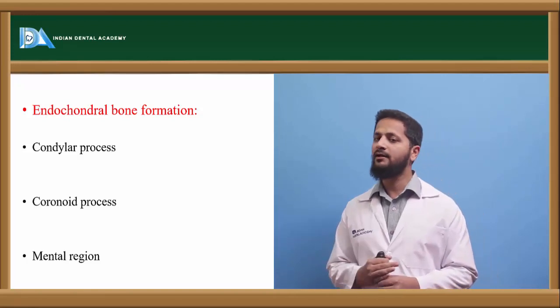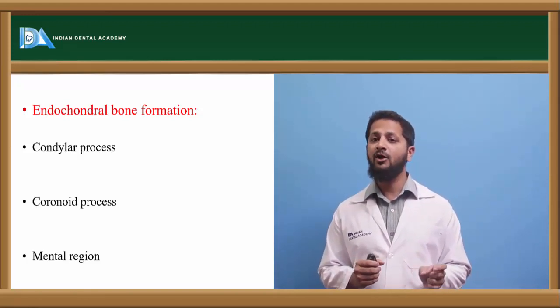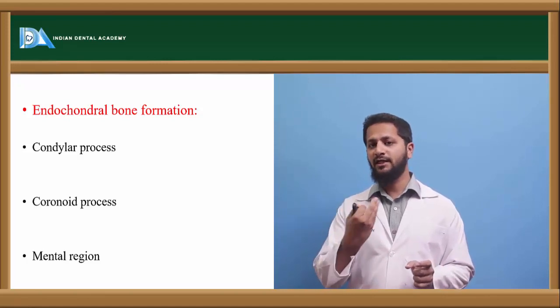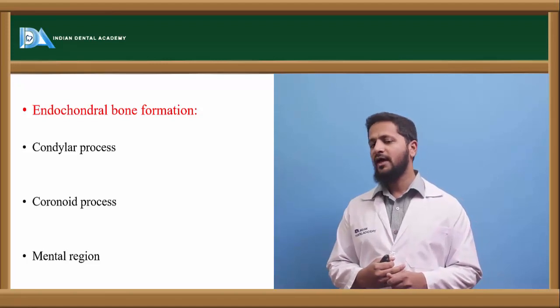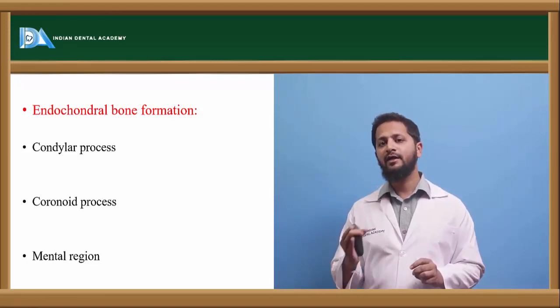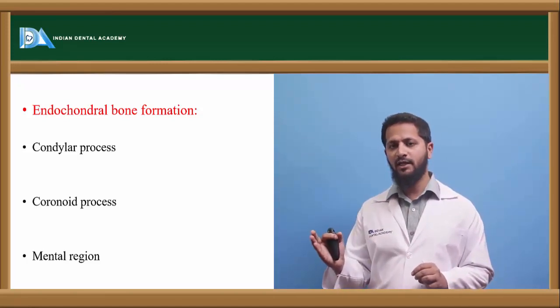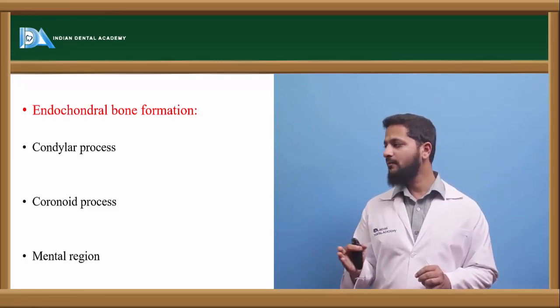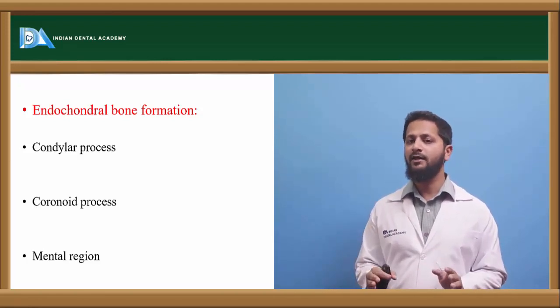The last is the mental region. Here also two to three small cartilages by name mental ossicles appear on either side of the symphysis at about the 7th month of intrauterine life, and they soon get embedded within the intramembranous bone of the ramus one year after birth. That means after birth, during the first year of postnatal life, the mental ossicles also completely disappear or get embedded in the intramembranous bone.